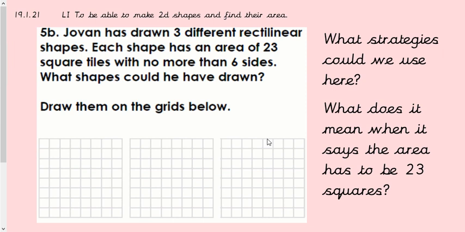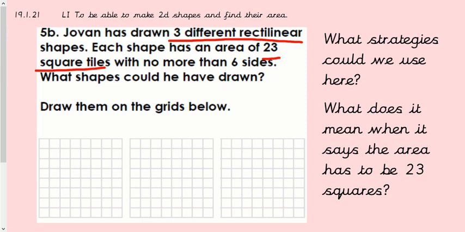What strategies could we use here? What does it mean when it says the area has to be 23 squares? So what strategies could we use here? Now we need to underline the key words for starters, because that is something that will be really helpful for us. So we have 3 different rectilinear shapes. So they're rectilinear, okay, and it has an area of 23 square tiles. So link into this question then, what does that mean to have an area of 23 square tiles?